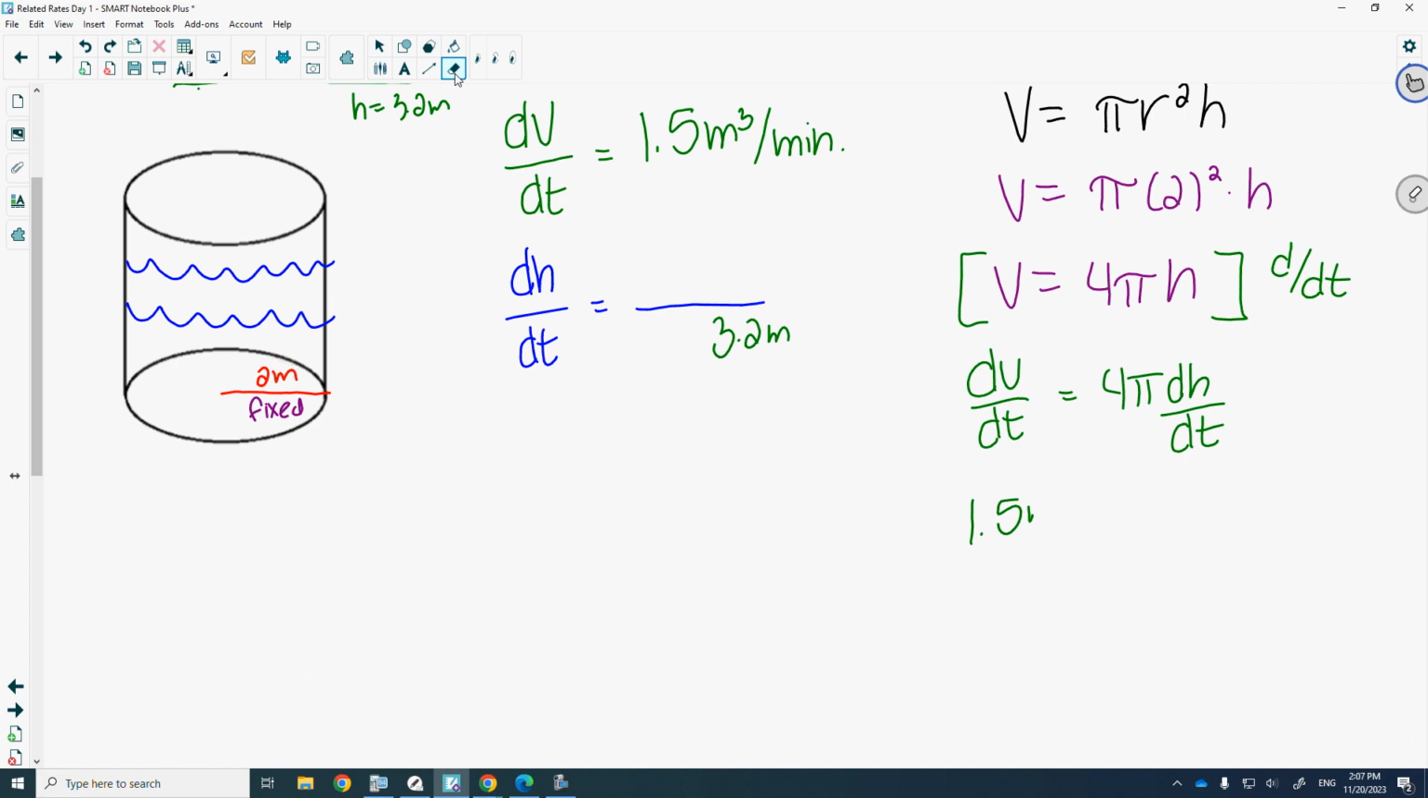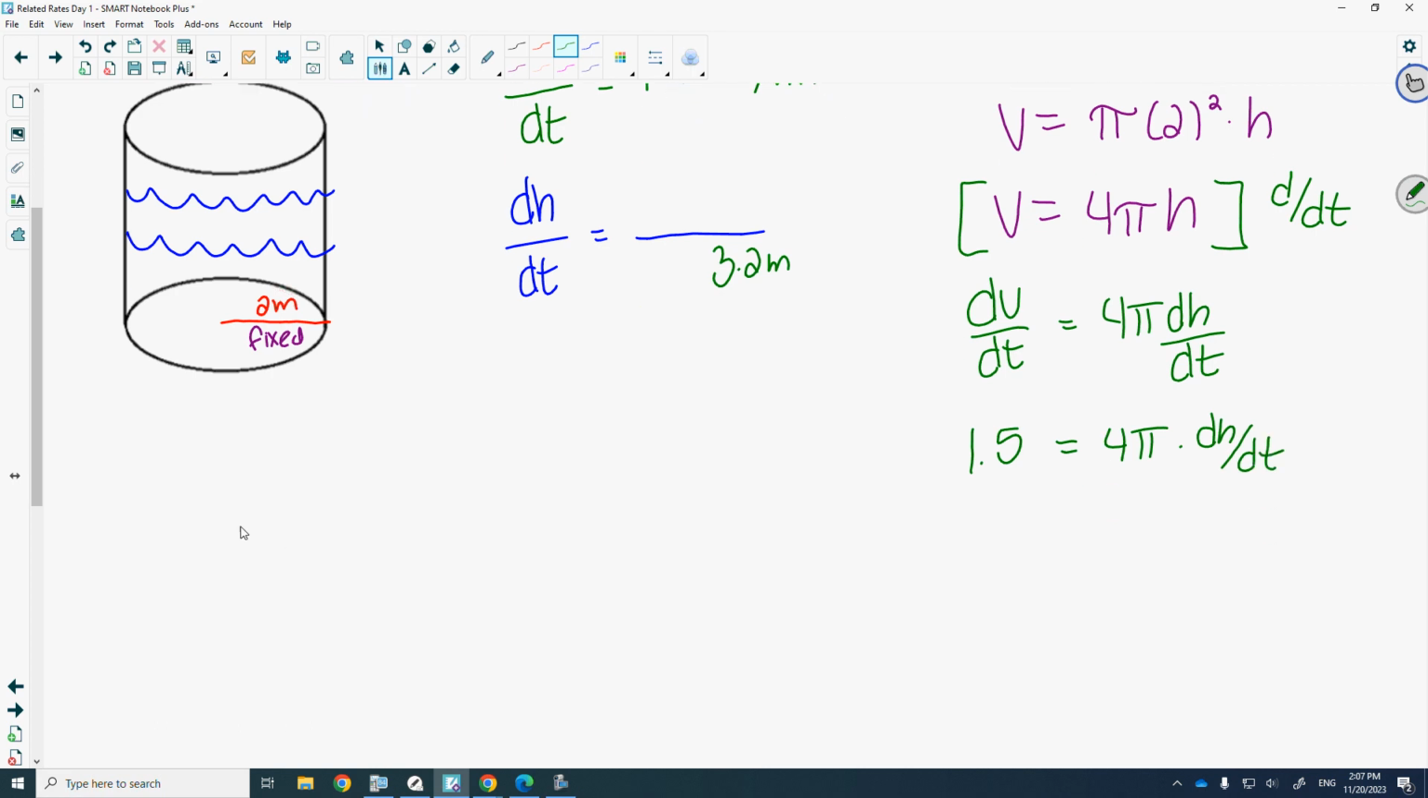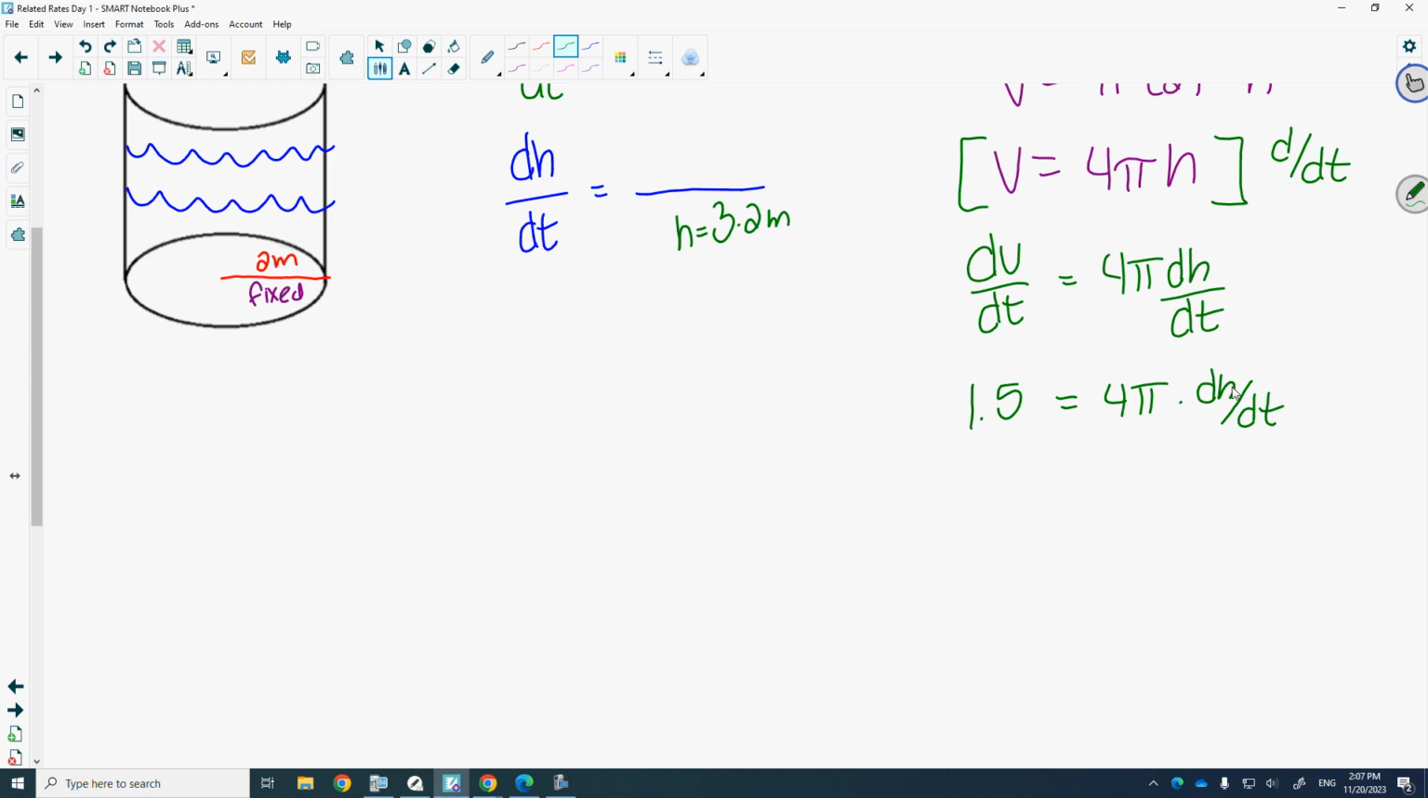I won't even put units for this. We'll do units at the end. Is equal to 4 pi dh over dt. We want to get dh by dt by itself. We don't have, and so sometimes this will throw students. They'll be like, I didn't have any place to put this 3.2 in. If there's no place to put it in, we're not putting it in, right? There's no place to put it in when the height is equal to 3.2. So it doesn't go in. We just need to solve dh dt because that's what the question was asking for.